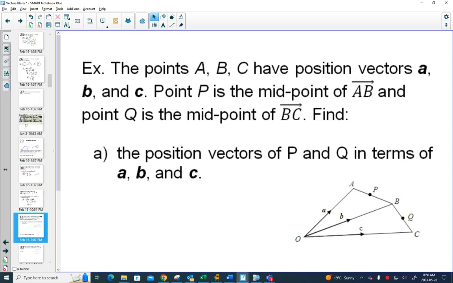So now we have three position vectors, A, B, and C. P and Q are midpoints of A, B, and B, C. And so the question is, how could you get from O to P? How could you get from O to Q? So the position vectors.